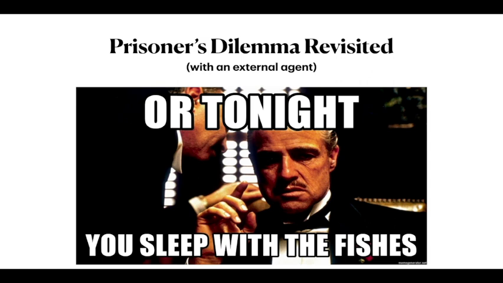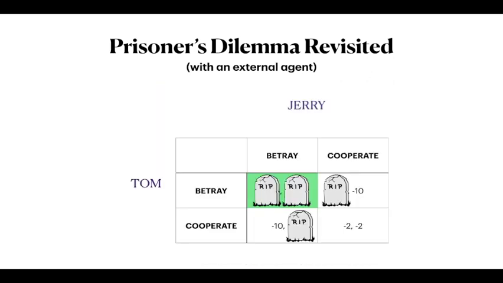So one possible way is to introduce an external agent. So let's say Tom and Jerry were part of a crime organization, and the crime mafia boss has stated clearly that the informant would be killed. That is, the person who would end up snitching would be dead. So, in that case, let's see how the game changes. Clearly, what was the Nash equilibrium in the previous game will not be the equilibrium, as the person who ends up snitching would be dead.